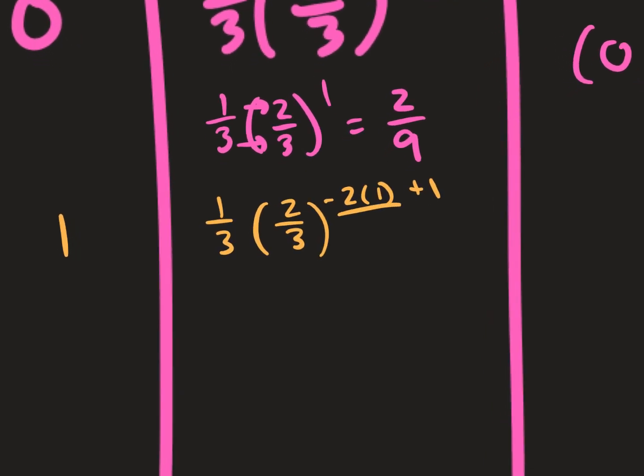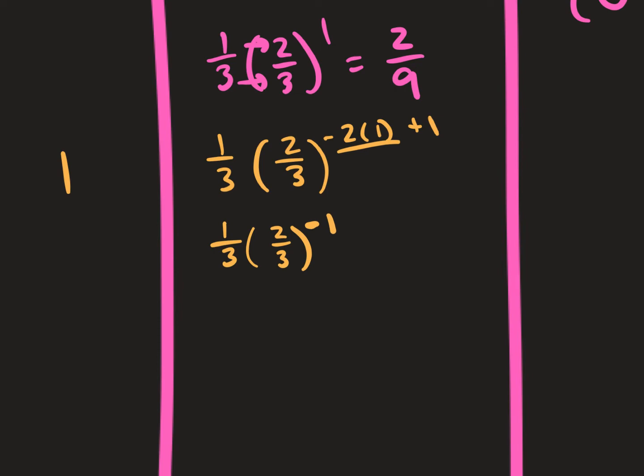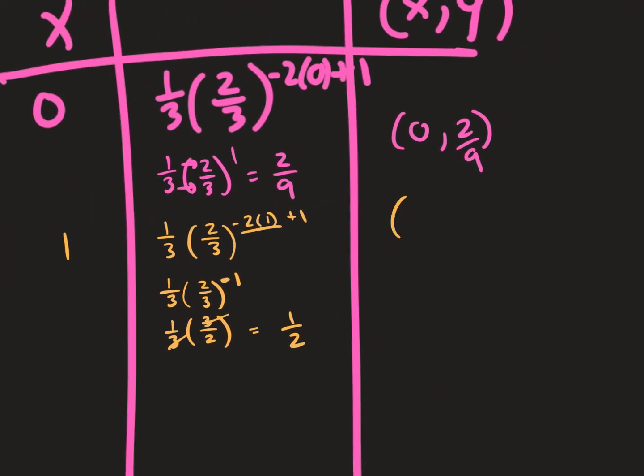Negative 2 times 1, so that would be negative 2. And negative 2 plus 1? Negative 1. What does a negative exponent do to the fraction? Flips it. So this would be 1/3 times 3 over 2 now. So the 3's cancel, so this would be 1/2. Perfect. So when I plugged in 1, I got 1/2.